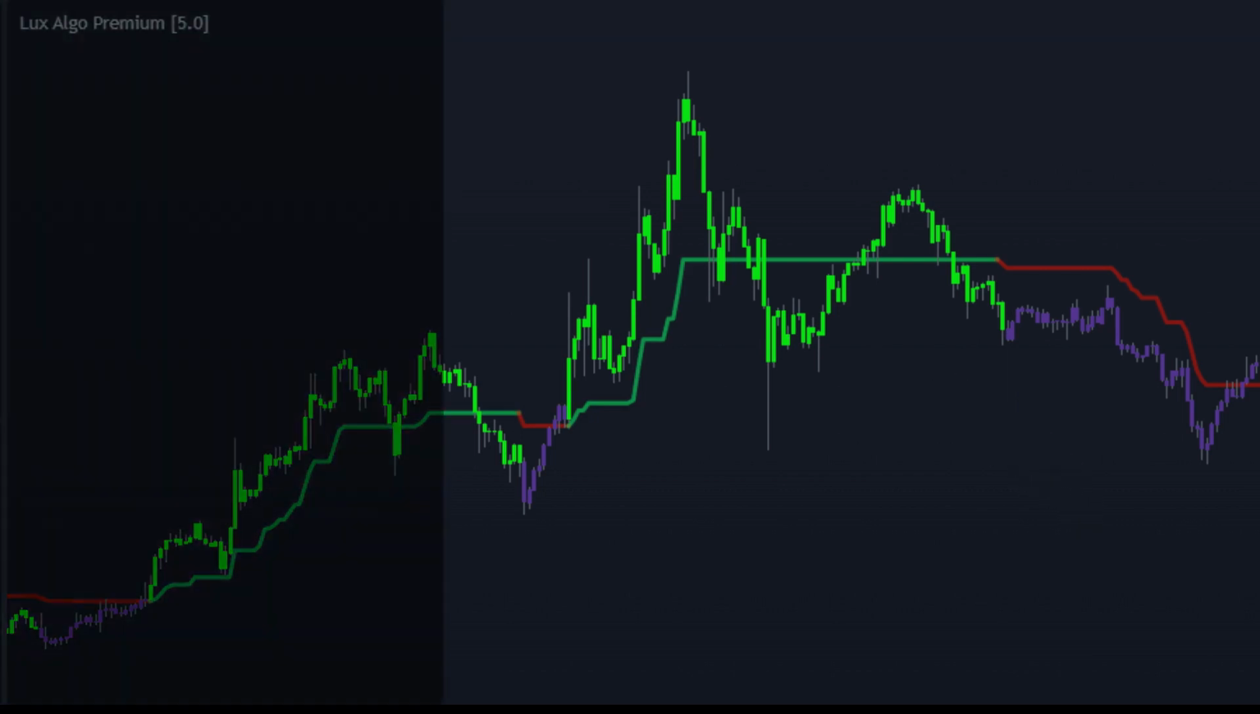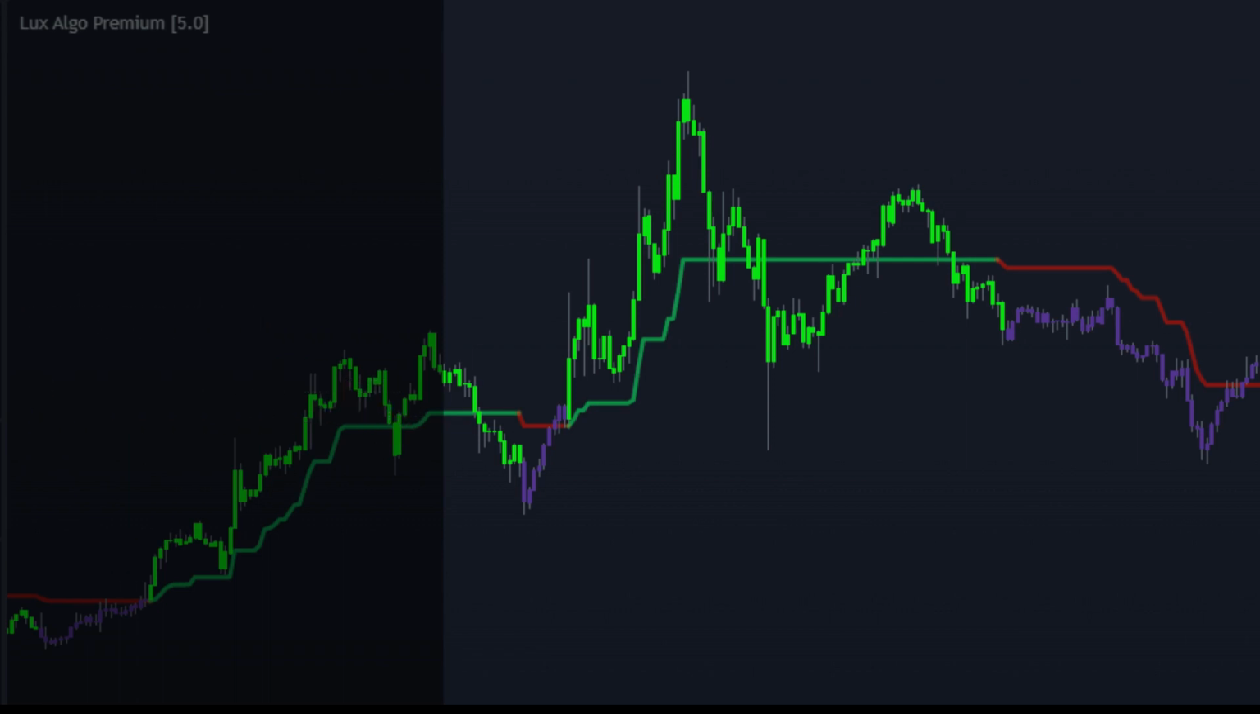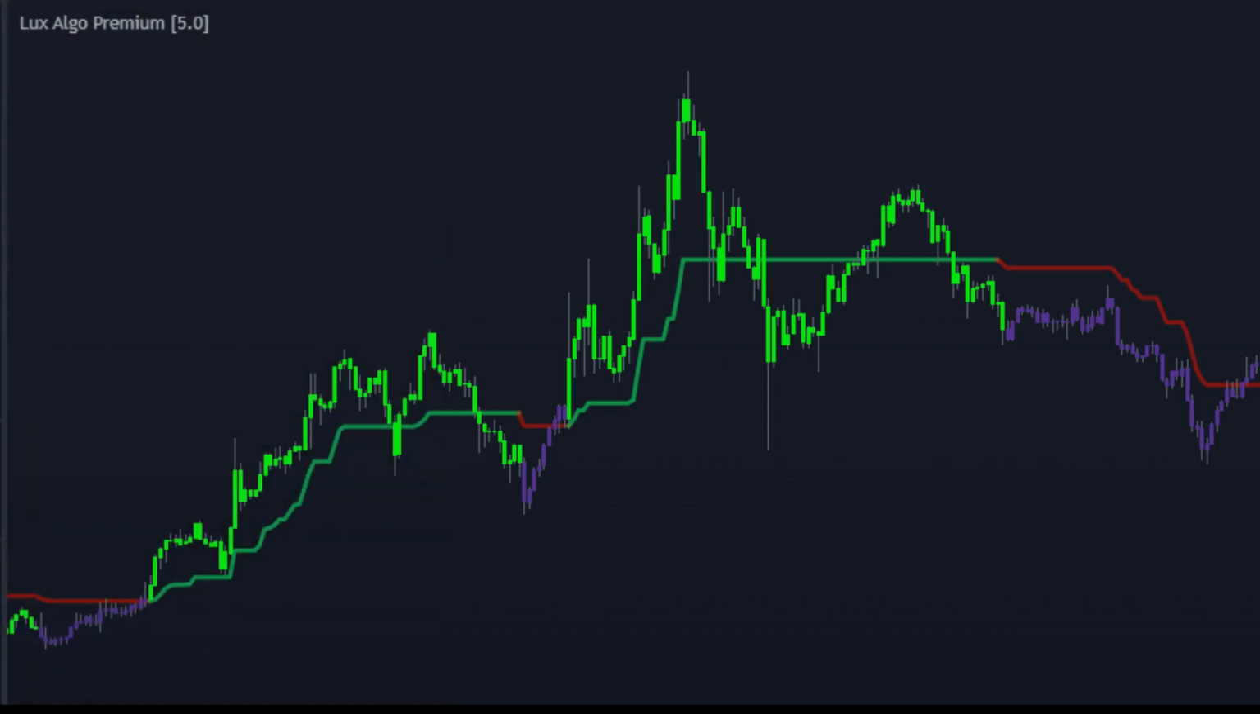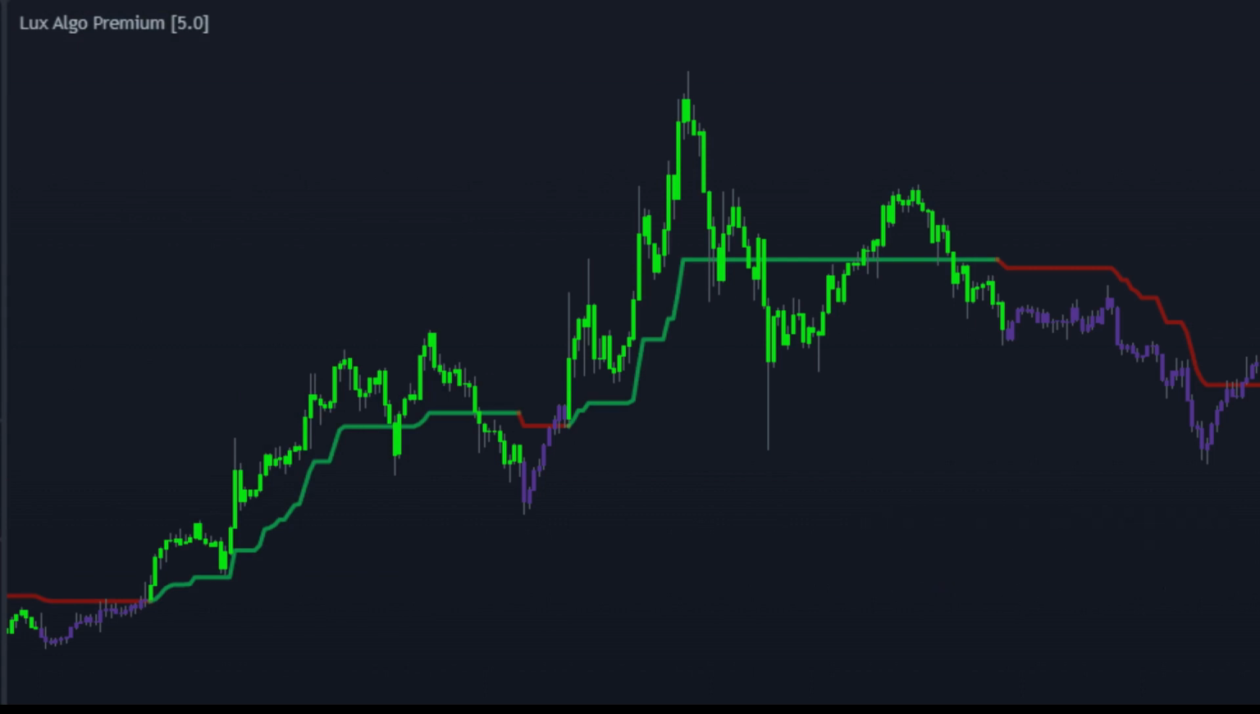Using the trend tracer, we don't consider price to be in a reversal until it crosses through the trend tracer and there is a colour change. If price merely bounces off it and continues in the direction it was already going, then we know it was just a healthy retracement and we can expect more upside. But once price passes through with a candle close, you know that's it. The current trend is over and a new trend is likely to begin.